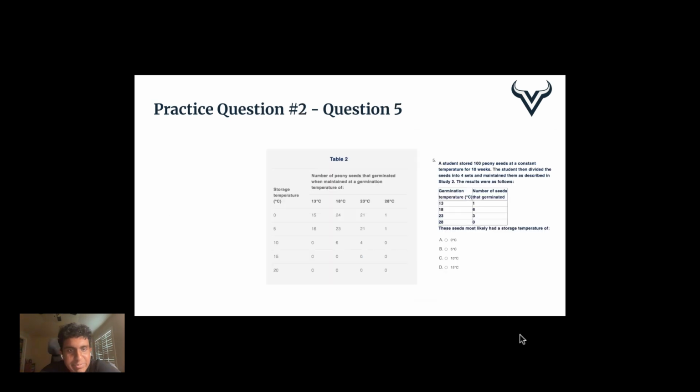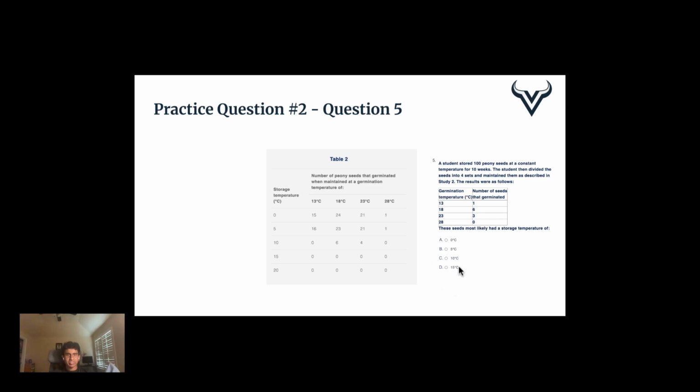Now let's try another practice question. Okay, so for this one, the question is: a student stored 100 peony seeds at a constant temperature for 10 weeks. The student then divided the seeds into 4 sets and maintained them as described in study 2. The results were as follows: for 13, 18, 23, and 28, we see 16, 3, 0. These seeds most likely had a storage temperature of this.